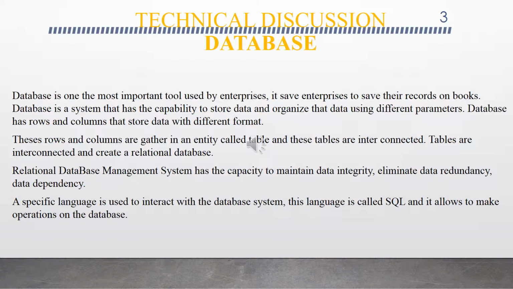So basically, these rows and columns are gathered in an entity called tables, and these tables are interconnected. Interconnected tables are called a relational database. Tables can be connected through foreign keys and primary keys. Each table has a primary key, and when a different table uses that primary key, it's called a foreign key.